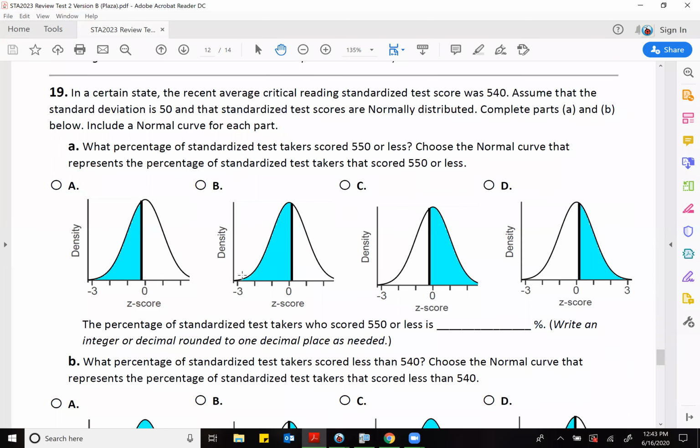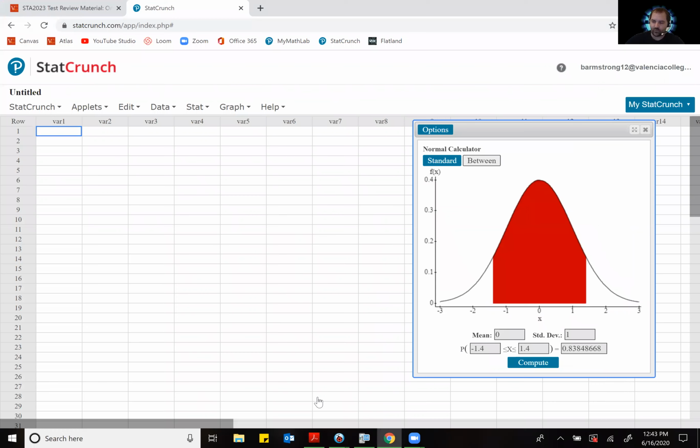Would that be 0.5? How many decimals, or does it need a percentage? It's going to be a percentage, and it says 1 decimal place. 57.9%. Absolutely. There you go. Because again, you go to your StatCrunch, however you want to run it, because you can find the z-score for it by taking 550 minus 540, divide that by 50. What is that? I think that's 0.2. 10 divided by 50 is 0.2.